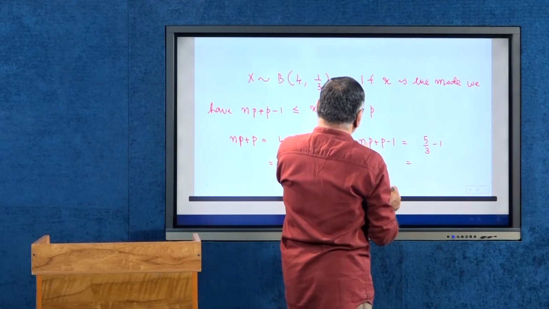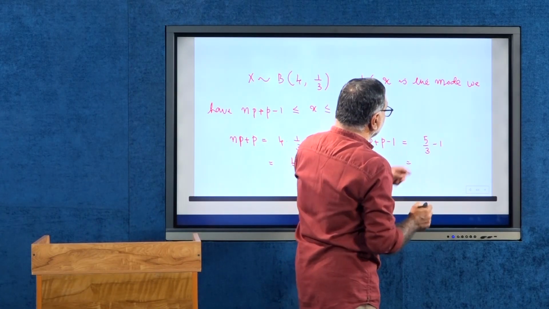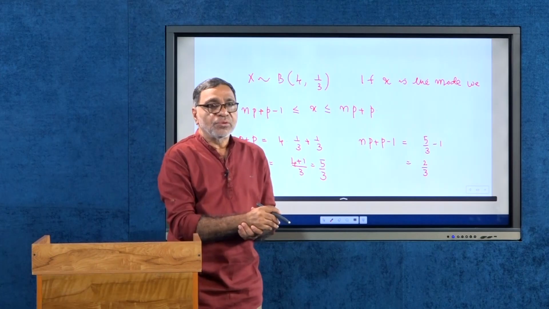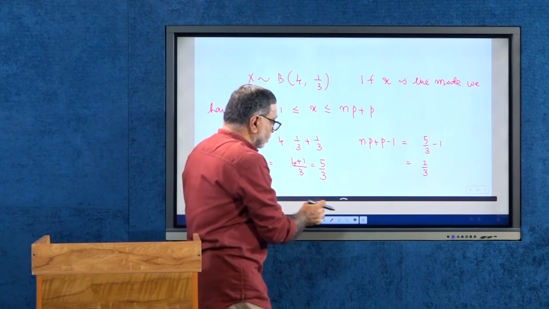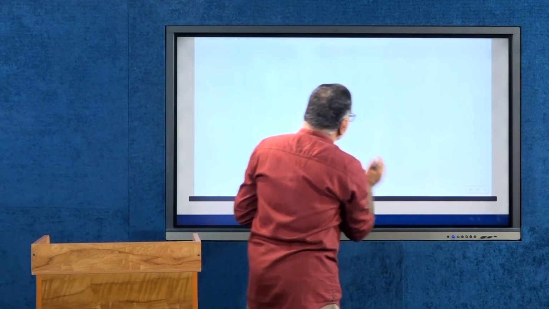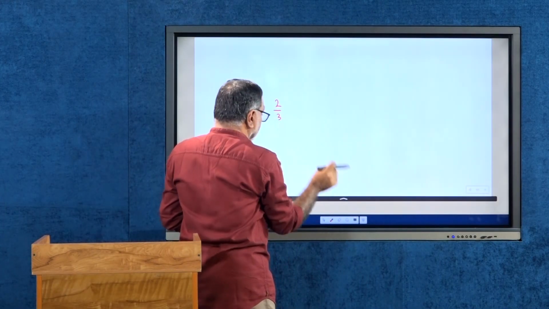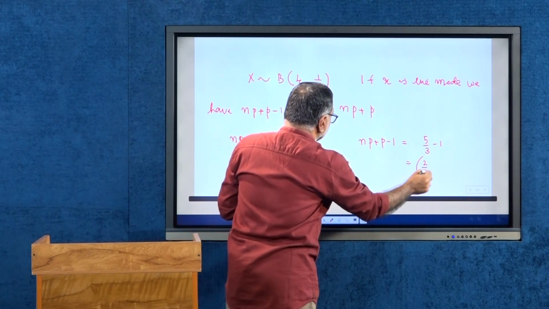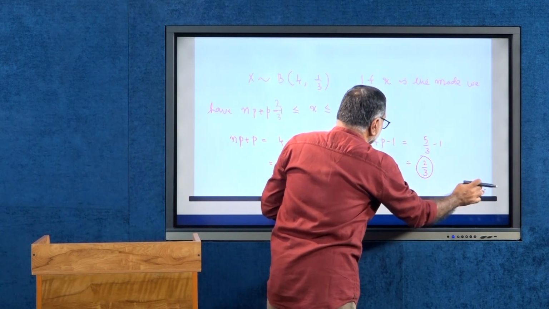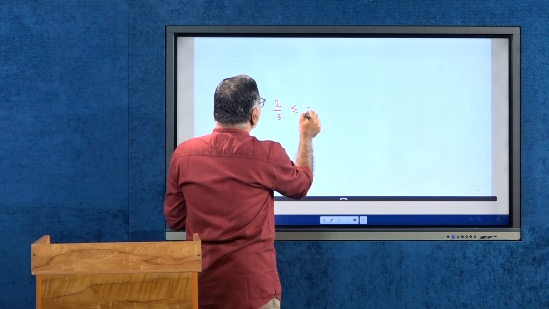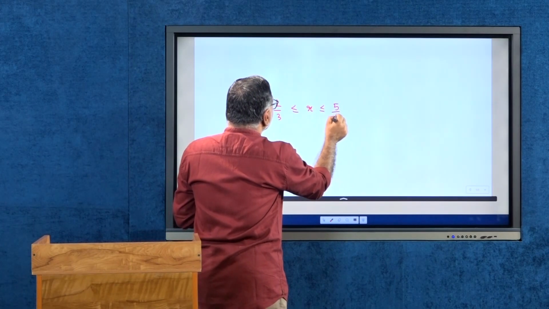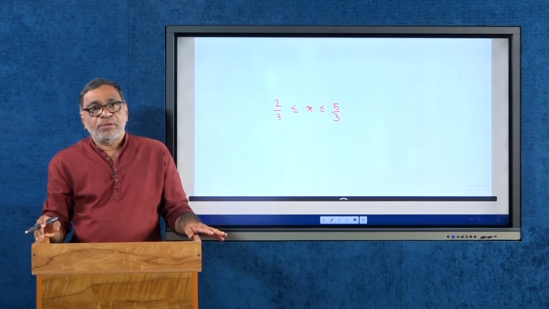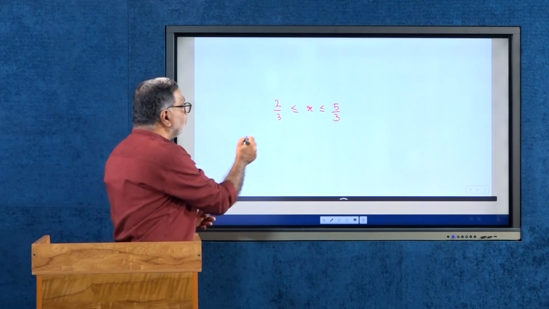So, this is np plus p, which we already calculated as 5 by 3, minus 1, that is 2 by 3. So, that is our np plus p minus 1. See, this is 5 by 3 and this is 2 by 3. So, in between 2 by 3 and 5 by 3, you find the value of the mode.